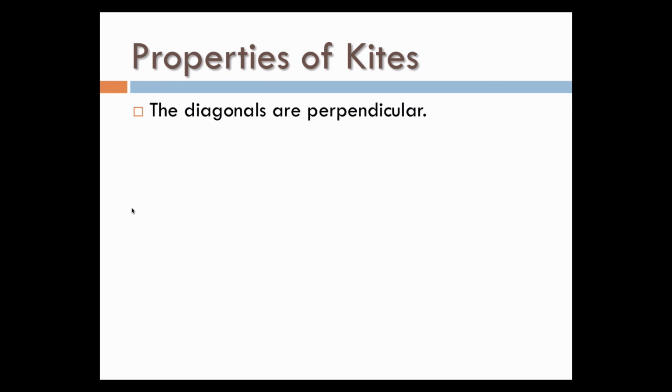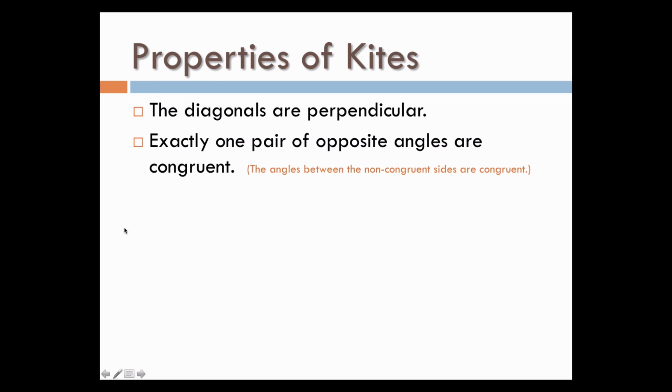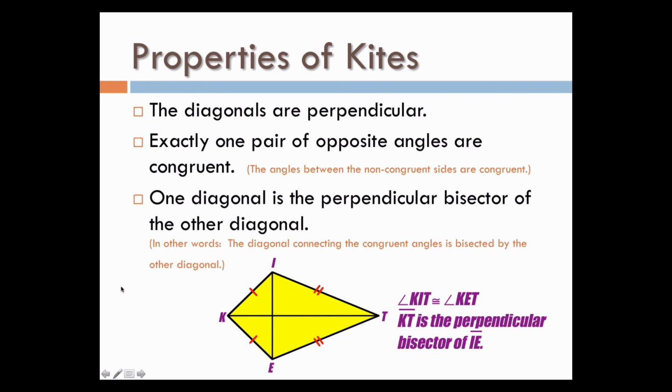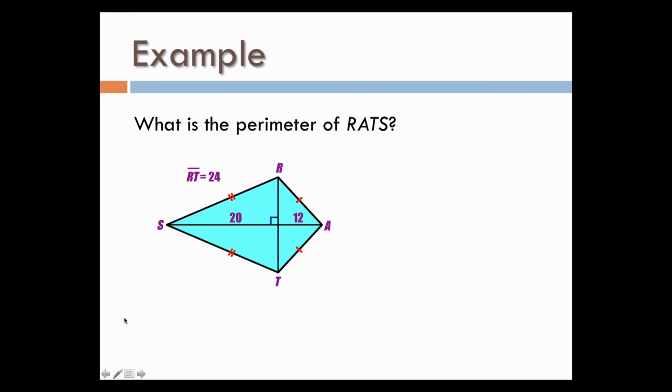Okay, so let's make sure we got everything. Diagonals are perpendicular. We got that, right? Exactly one pair of opposite angles are congruent. Got that. One diagonal is a perpendicular bisector of the other diagonal. Got that. And we got a picture down there. Great. And then we got a problem, or an example, I should say. What is the perimeter of RATS?